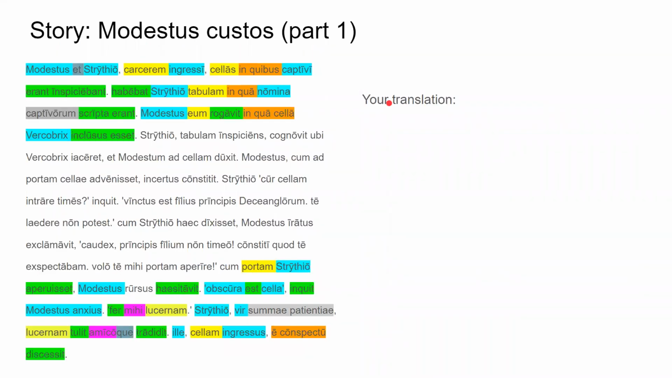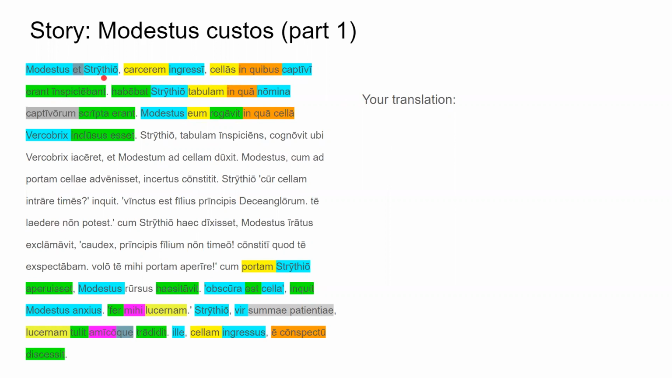Okay, here we are at the next long translation in stage 25 of Cambridge Latin, Modestus Custos, which means Modestus, the guard. So let's jump into this translation. Modestus et Stritio carcerum ingressi, calas in quibus captivi erant inspiciebant.